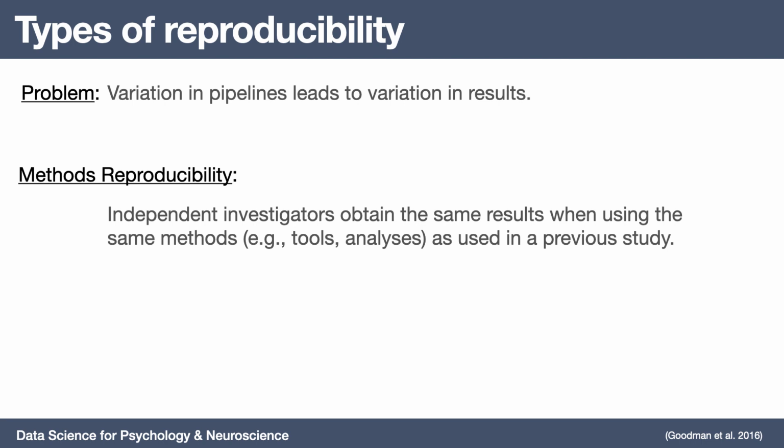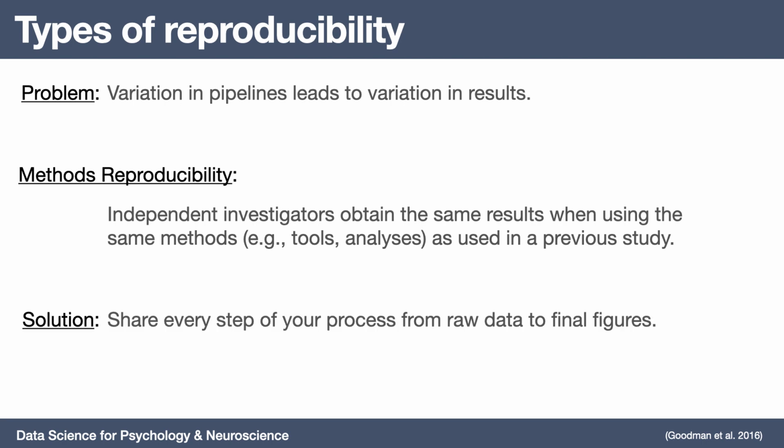Now, a solution to problems of methods reproducibility is simply share every step of your process from raw data to final figures. So the idea here is being as transparent and open as possible with your pipelines and your data. It should be able to help others reproduce those methods in their own labs.